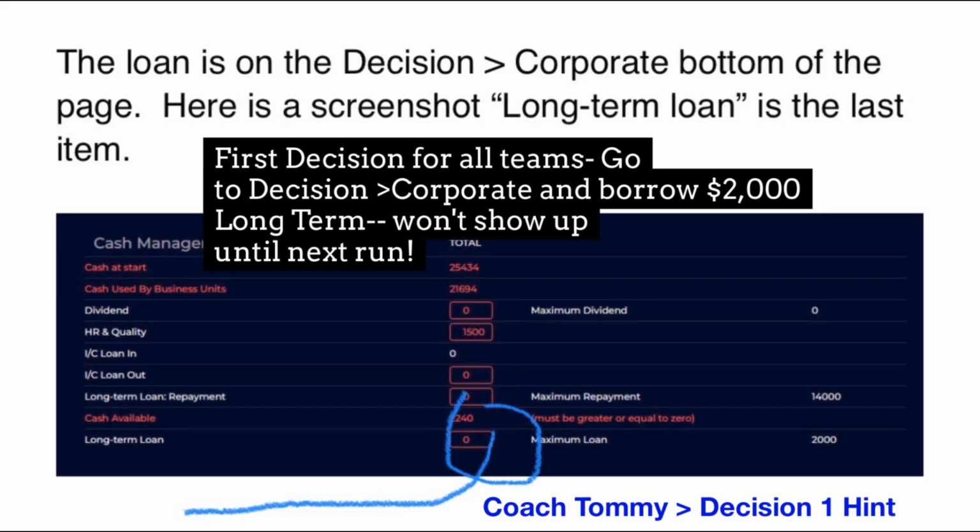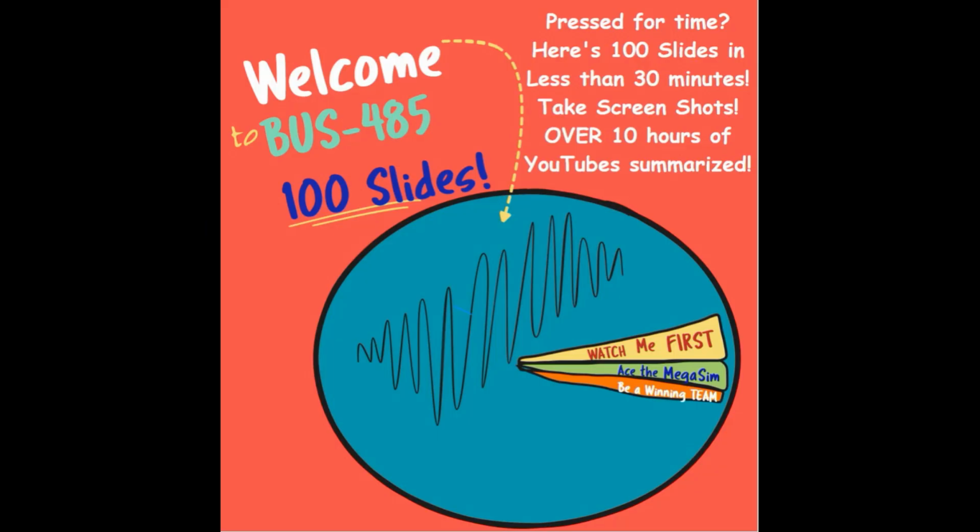Okay, now let's remember as we look at these slides that the very first decision is to go and borrow $2,000. You have to do it at the beginning. See where it's circled in blue there? That's where you go. You fill in that box with $2,000 loan amount. Okay, these are a few tips in getting started that you don't want to forget to do.